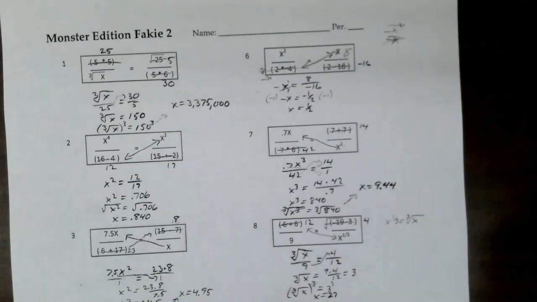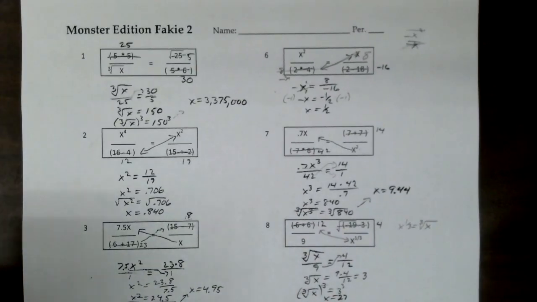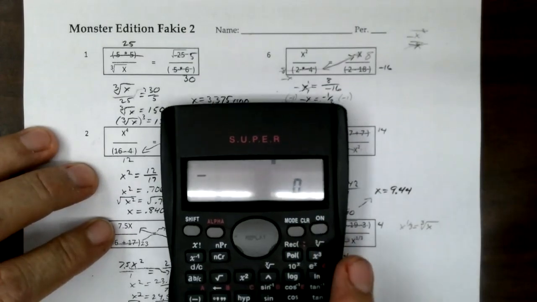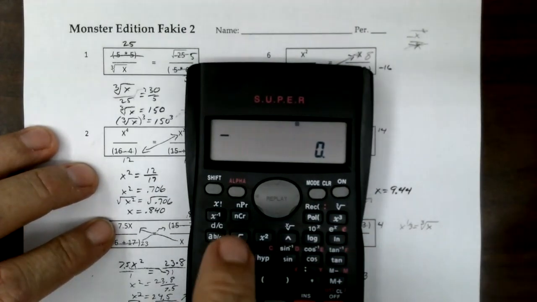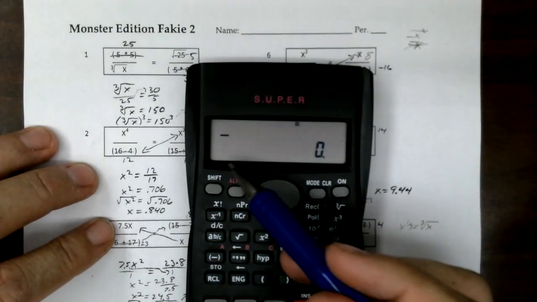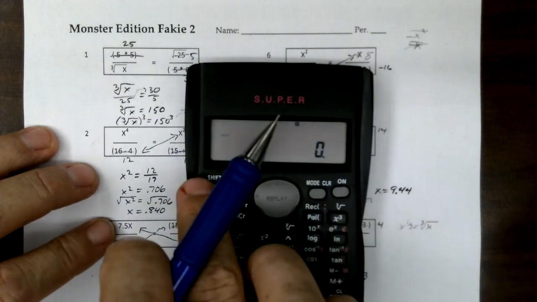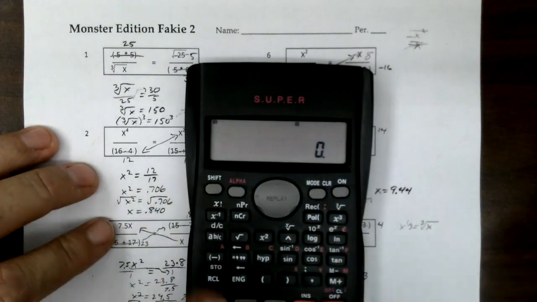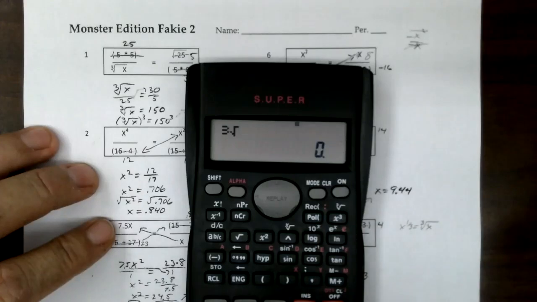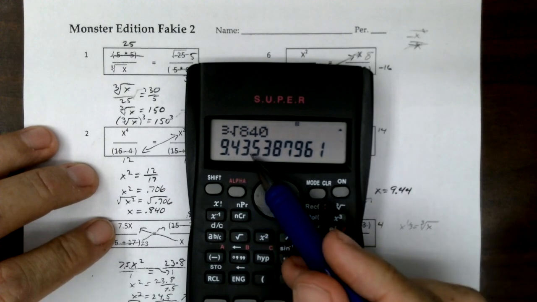How do I do that? By the way, on the calculator, if you have one of the ones that they have been handing out from the library, we can get these functions by using the corresponding button here. So shift third root of, and then type 840 and equals, and like I said, it rounds off to 9.44.